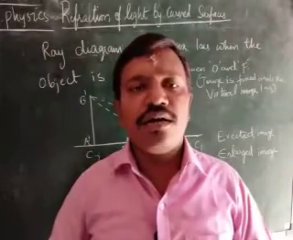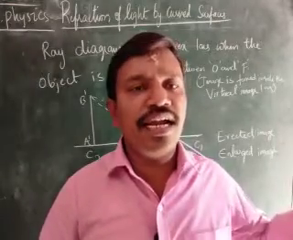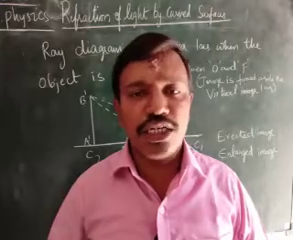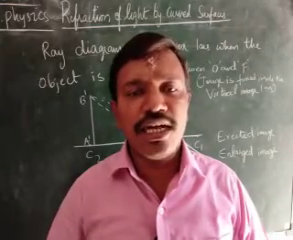Okay, therefore by this we completed the ray diagrams of the convex lens, children, of all the 6 positions. Remaining we'll be learning in the next class, children.